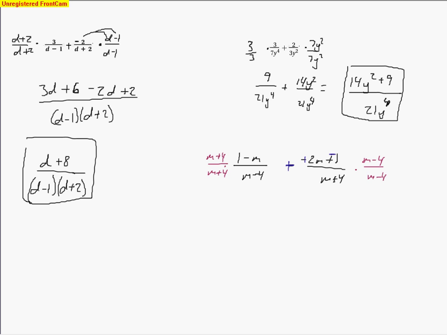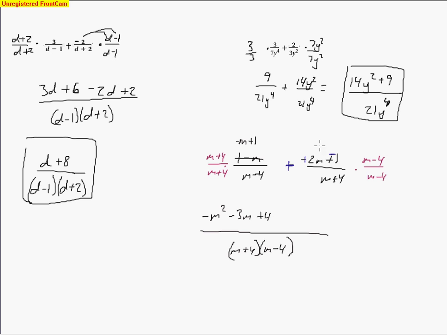So when I do the work, it's just using FOIL. So I'm going to rewrite this one here as negative m plus 1. It'll be easier when you're using the FOIL method to have them in descending order. And so m times m, it's going to make a negative m squared. This will make a 1m, negative 4m makes negative 3m. 4 and 1 make 4. Do the same thing. Now don't worry about the denominators. It's all going to be over the same denominator, m plus 4, m minus 4. So I just write it as one big fraction right now.